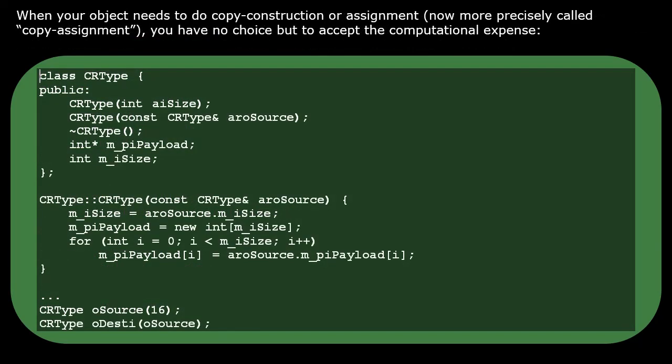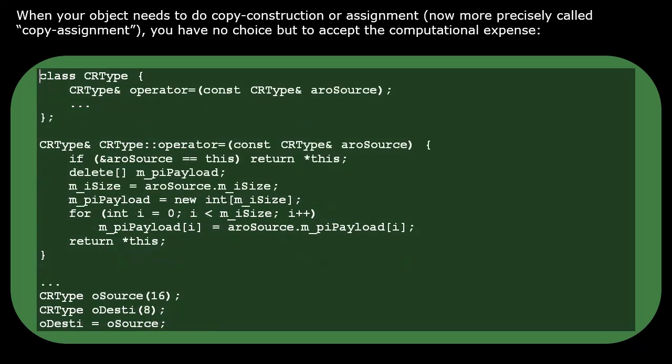This example client code is copy constructing a destination object from a source object. If your client code actually does need to do copy construction like this, then you have no choice but to accept the computational expense of it. The same is true if your client code actually does need to do assignment, which we will now more carefully call copy assignment.